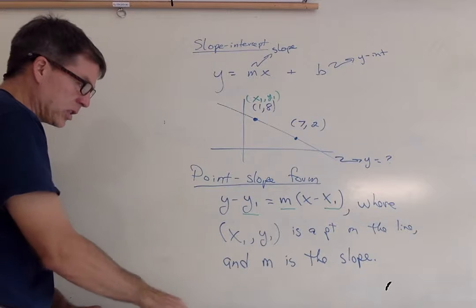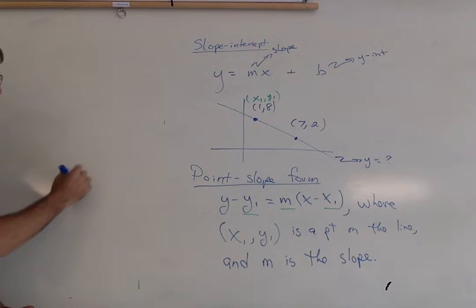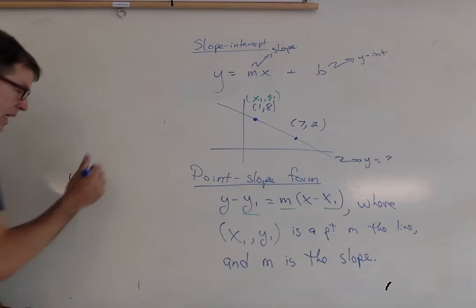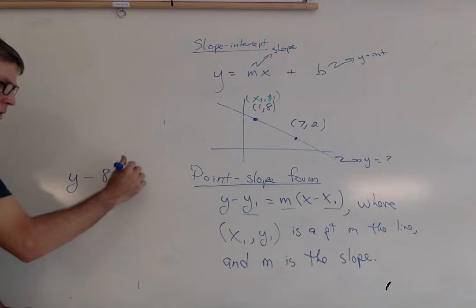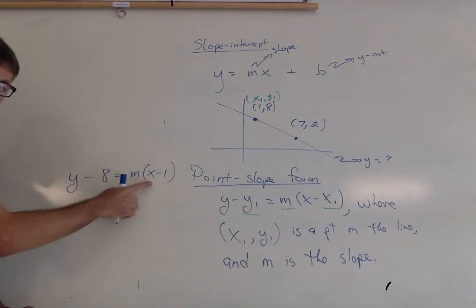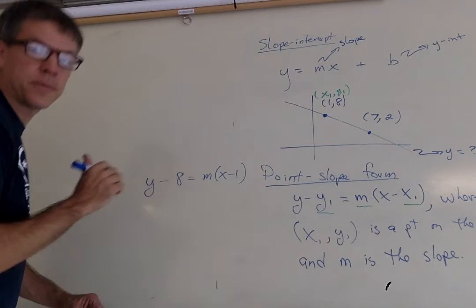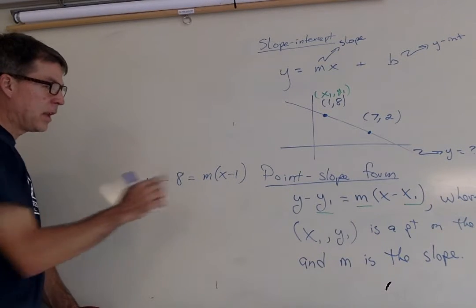So I've already filled in 2 slots. I already know I've got y minus y1, which is 8, equals, and I don't know my m yet, but my x is 1. See how I filled in the 2 slots there? And all I need is the slope.